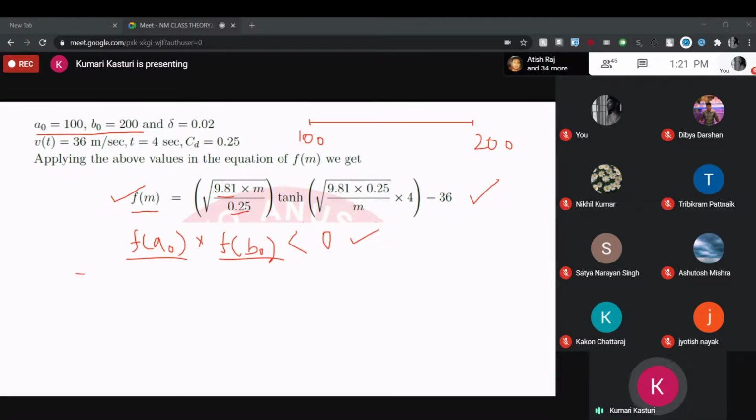After that, come to the first iteration. So in the first iteration, what are you calculating? x n+1. Is that okay?